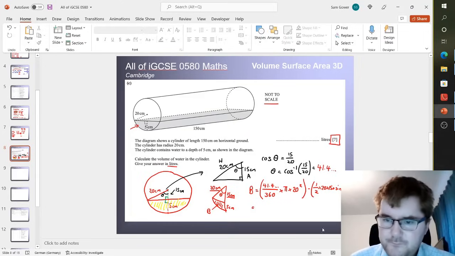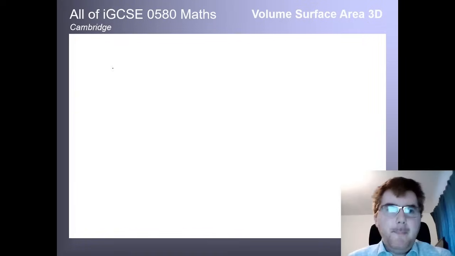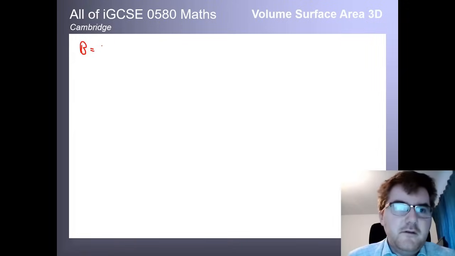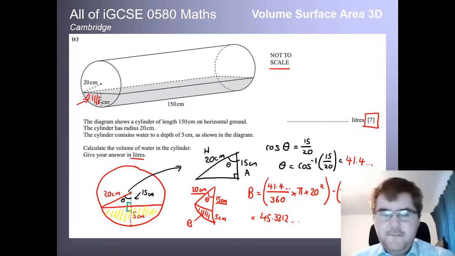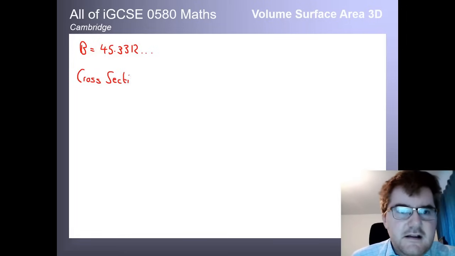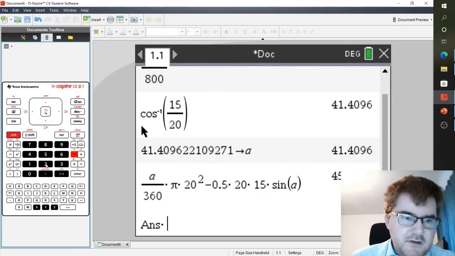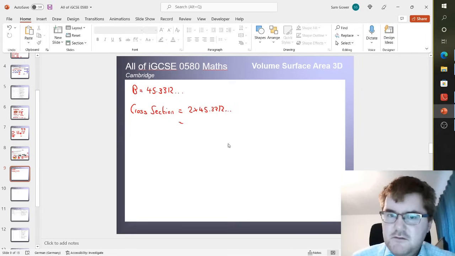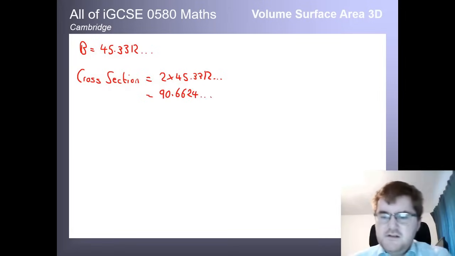So let's just pop that in. Okay, so I've got this area of 45.3312. The problem is that only gives me this area here. So I need to double that first of all. So the whole cross section is equal to 2 lots of B, so 2 lots of 45.3312 dot dot dot. So go back to my calculator and just times this answer by 2. So we've got 90.6624. So just keep writing this down so the examiner knows, 90.6624 dot dot dot. So we've got the cross section there.